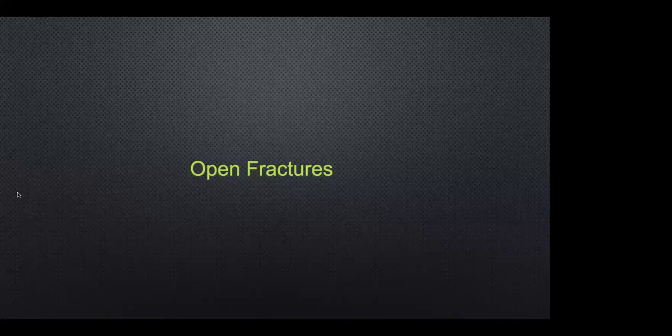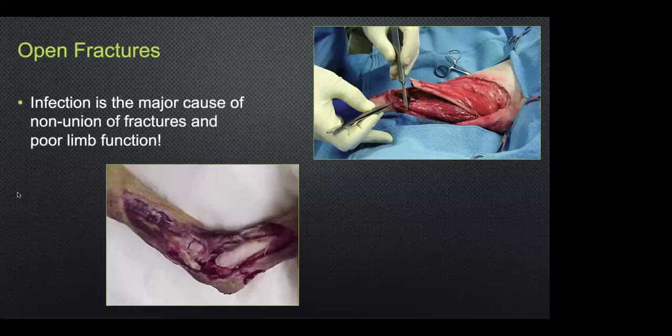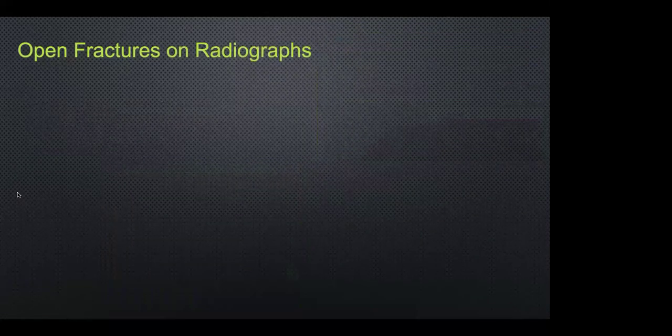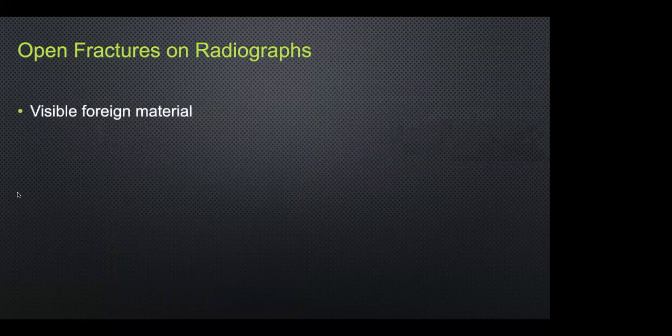So let's move on to open fractures and how we treat those. Infection is going to be the major cause of non-union or even delayed union of fractures, and therefore poor limb function. So it is really, really important to tackle this infection early so that it doesn't seed deeper into the bone. There are three ways to assess whether a fracture is open on an X-ray, and this is important because if it's open, then you want to make sure you're again tackling that infection head-on early in the process.